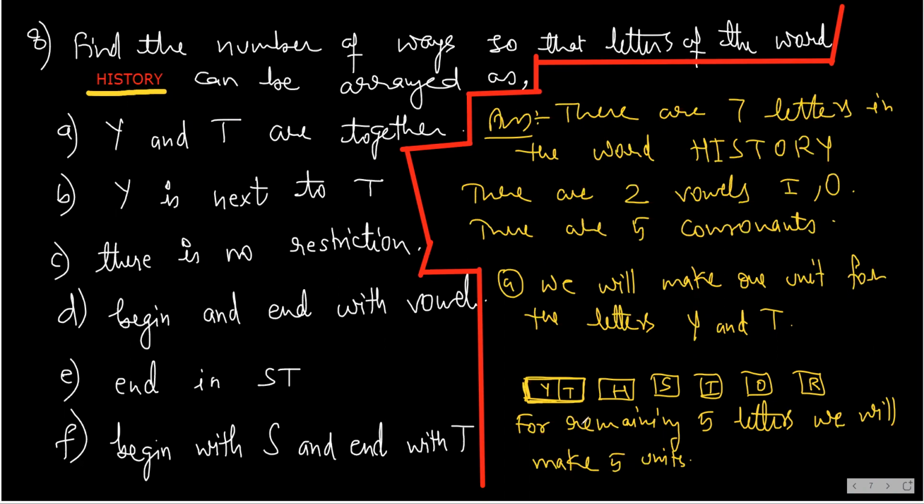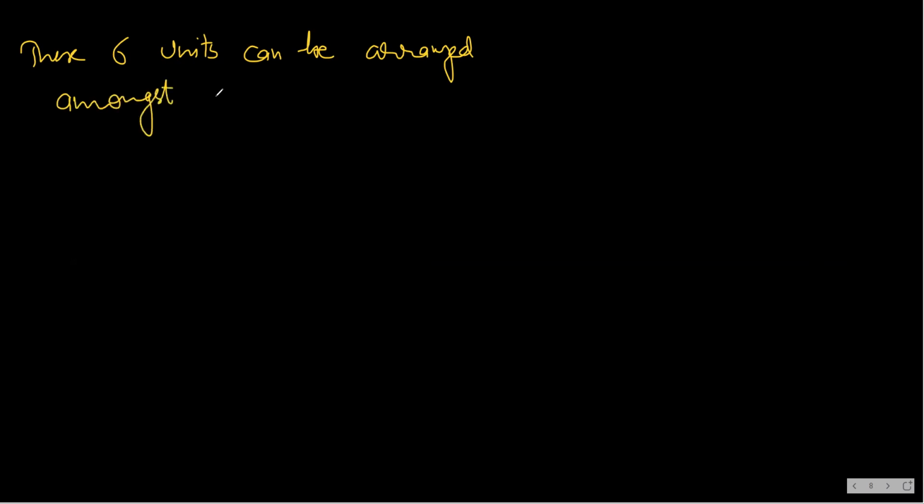And when it is done, what will happen? Y and T will always be together. This can be done in 6P6, that's 6 factorial different ways. So I will write here, these 6 units can be arranged amongst themselves in 6P6 equals 6 factorial different ways.